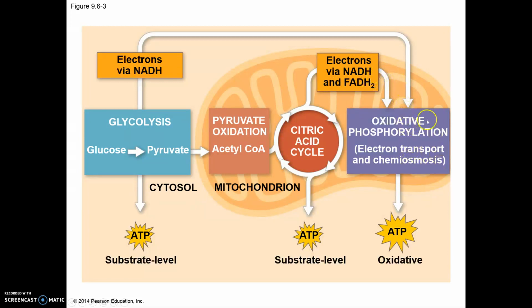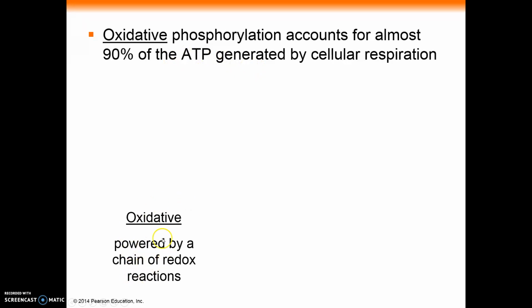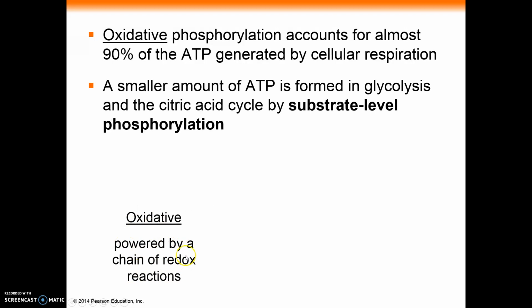Ultimately, those electrons get dumped into the oxidative phosphorylation pathway, or the electron transport chain, and that is what leads to the bulk of ATP. And this ATP we refer to as oxidative ATP, because this is essentially taking those electrons, gleaning energy from them, and using that to make ATP. So oxidative phosphorylation accounts for a good 90% of the ATP that is generated. And again, this is powered through a chain of redox reactions, okay?